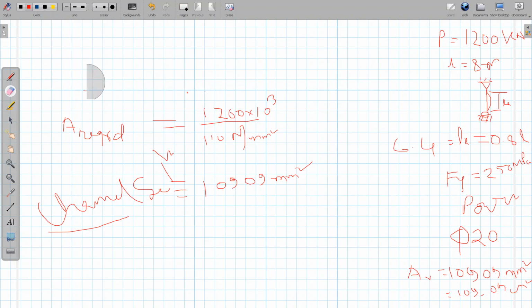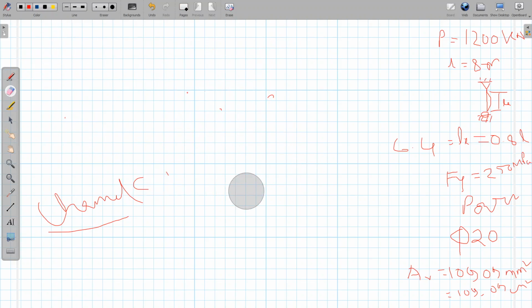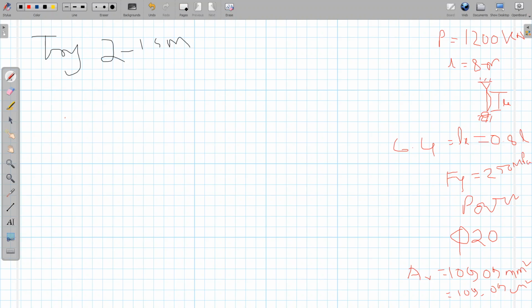So this is how we can get the area required. Now our job is to go to the steel table and search for two channel sections whose combined area will be approximately 109 cm square. Let us go to the steel table and find out. I can try with two number of ISMC 350.